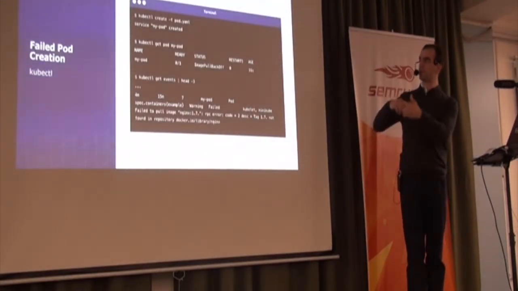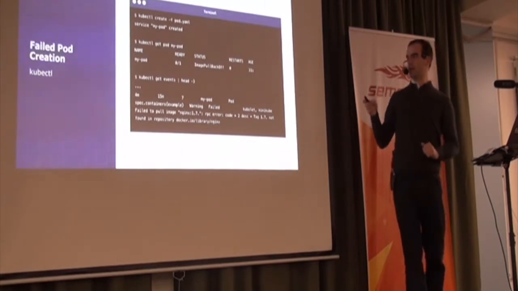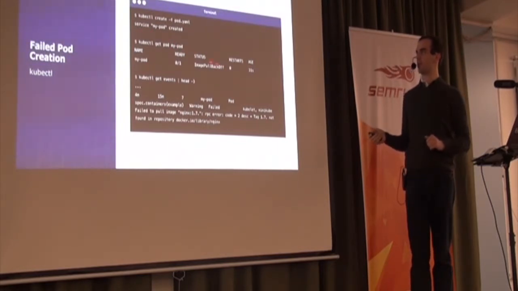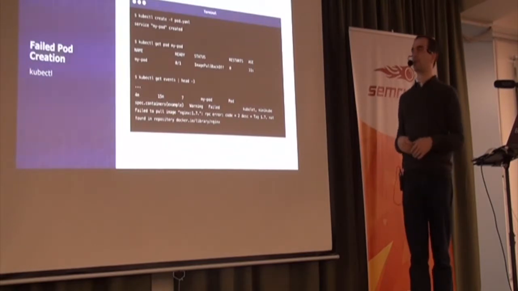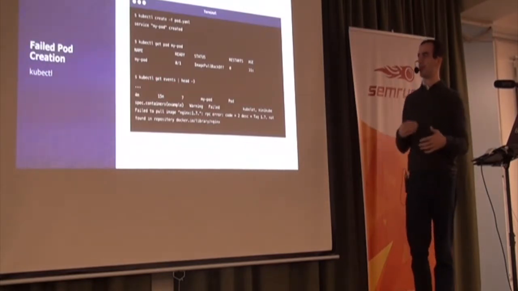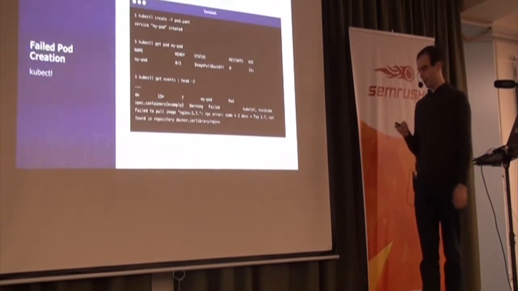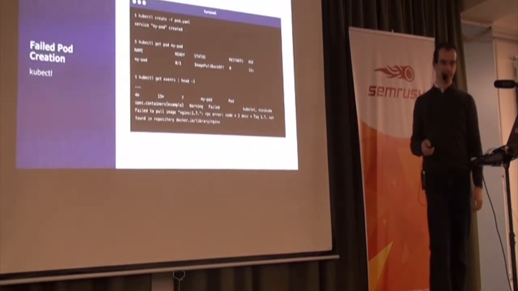So, let me do the comparison. This is how you create a pod in kubectl. You call kubectl create with the YAML definition of the pod. Then you ask for the status of the pod, because again, as I said, you have to be proactive. And then eventually you ask the events API what the current status is. Why is it actually failing? Has it finished yet? So you have to ask for that.